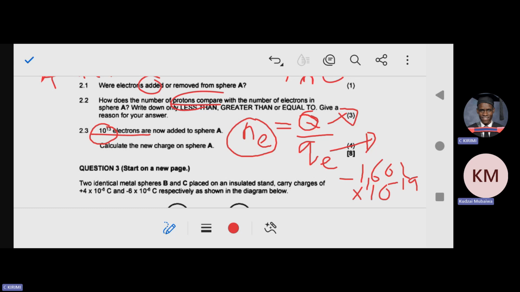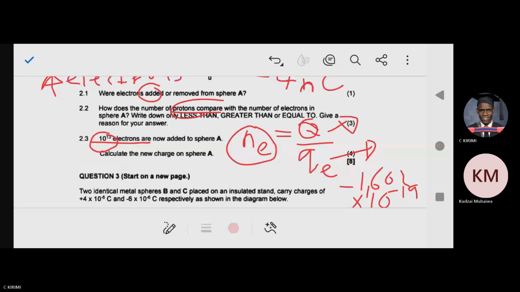Now your mathematics will come. How do you make Q the subject of the formula? Q is equal to what? The big one. Q will be equal to Ne multiplied by QE. So what do you get when you multiply those two? The number of electrons you know is 10 to the power 13, multiplied by the QE. What answer are you getting? That's what I'm asking.